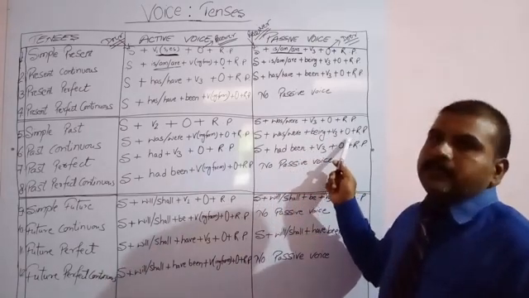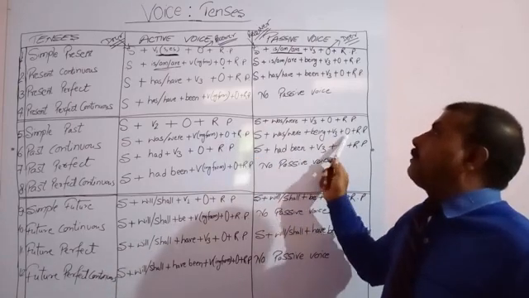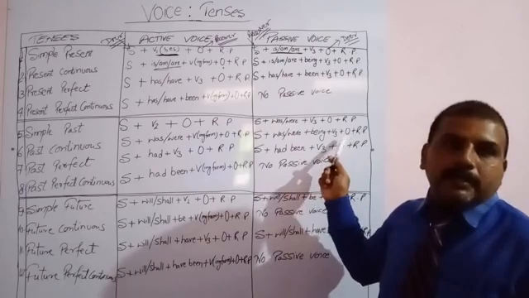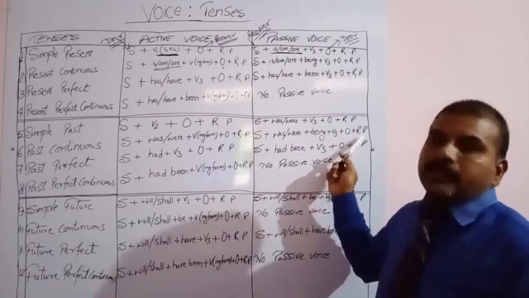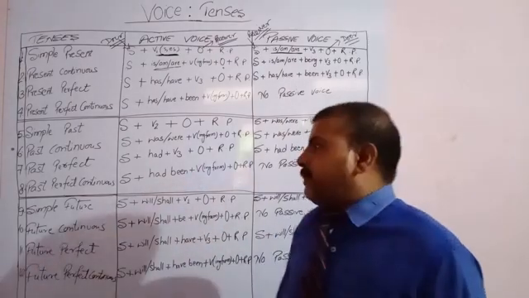Then the object, what is the object here? The receiver of the doer of the verb, which here in passive voice becomes the object, then the remaining part of the sentence if any. Next, come to past perfect tense.